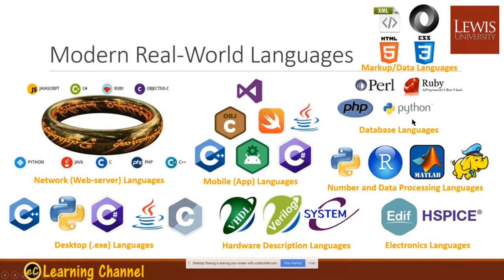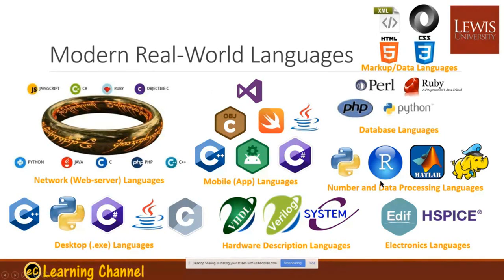And there are markup languages: XML, HTML, CSS, and JSON. You have database languages: Perl, Ruby, Python, PHP, SQL. You have numerical computing languages: R, MATLAB, Scoop, Python. You have desktop programming languages: C, C++, C#, Java, and Python. You have hardware description languages: VHDL, Verilog, and SystemC. And at the lowest level, you have electronic modeling languages: EDIF, HSpice for simulators.